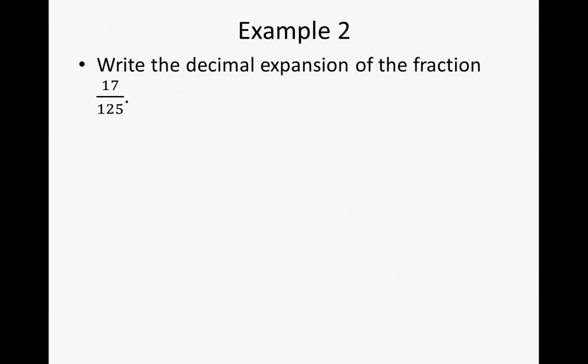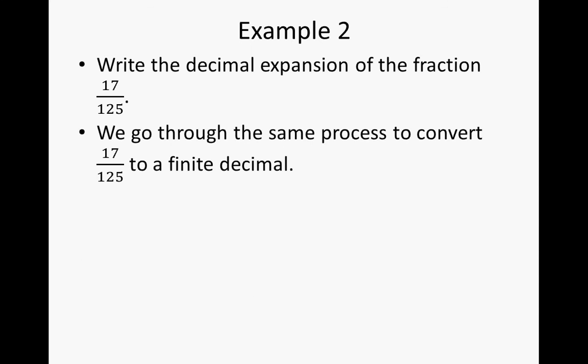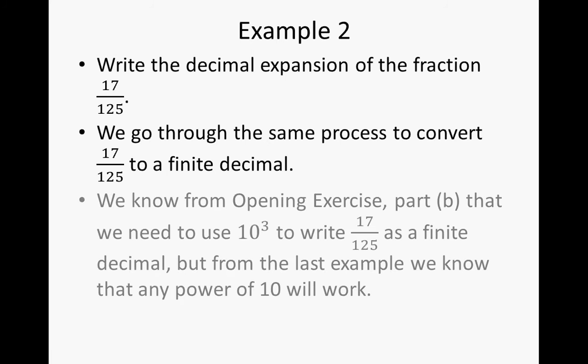All right, let's take a look at example 2. Write the decimal expansion of the fraction 17 over 125. We go through the same process to convert 17/125 to a finite decimal. We know from the opening exercise part B that we need to use 10 to the third power to write 17/125 as a finite decimal. But from the last example, we know that any power of 10 will work.